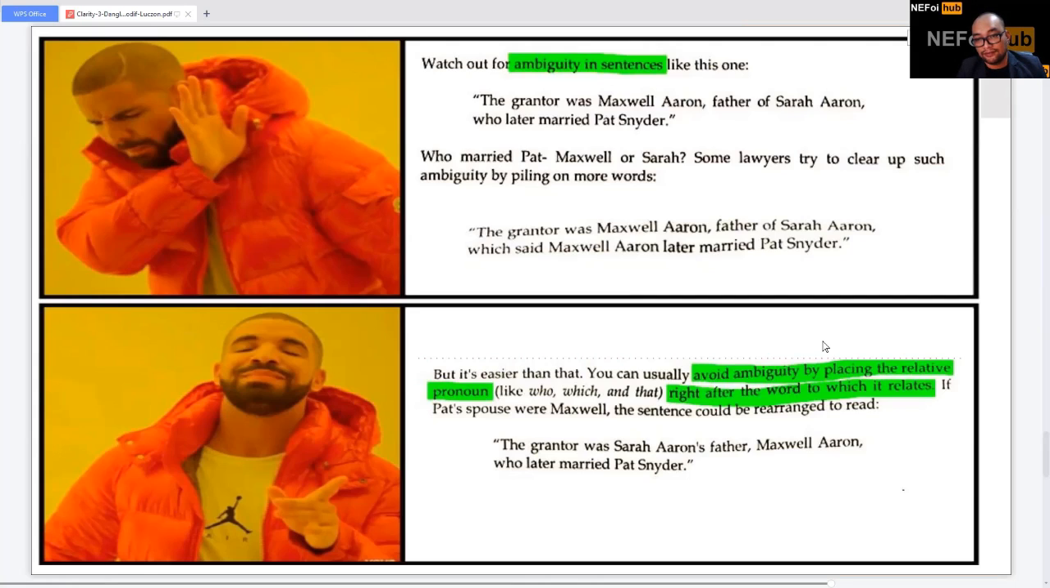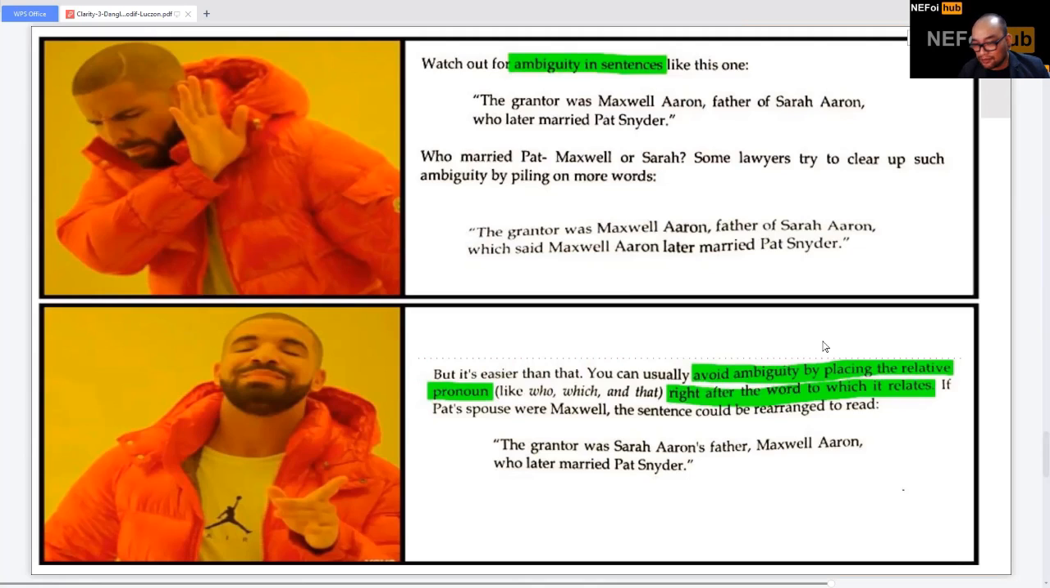All right. So the example here is: "The grantor was Maxwell Aaron, father of Sarah Aaron, who later married Pat Snyder." The sentence is ambiguous because it's not clear who Pat married, whether Maxwell or Sarah. And the author also said that sometimes it becomes more complicated because some writers make it complicated, so it's no longer clear and no longer simple.